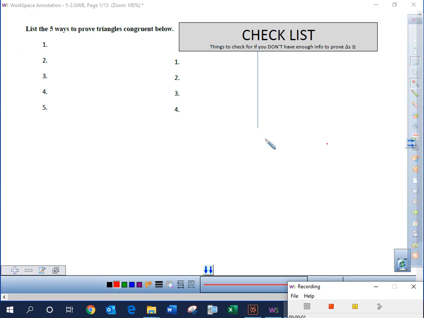Alright guys, we're still dealing with trying to see if we have congruent triangles or not, but today we might not be given all the information we need. So we got the 5 ways to prove triangles congruent. Again, we're still practicing those. Let's get those written down.